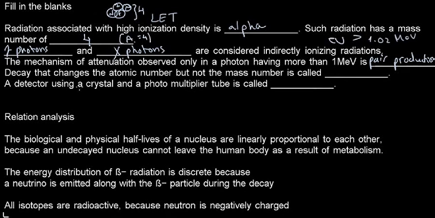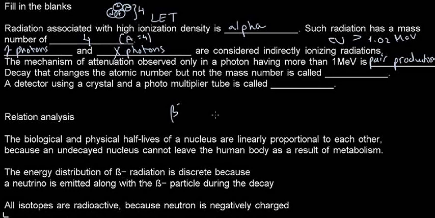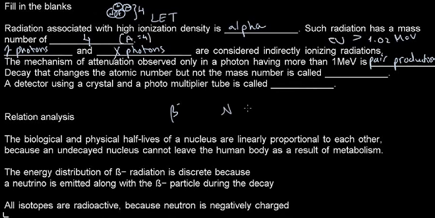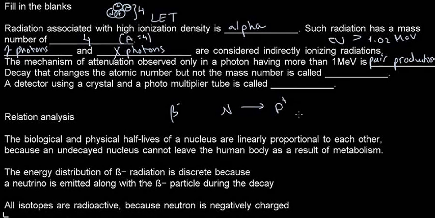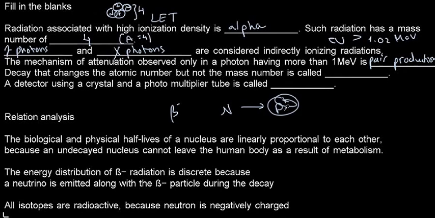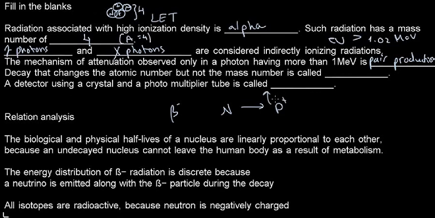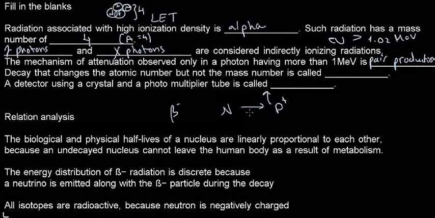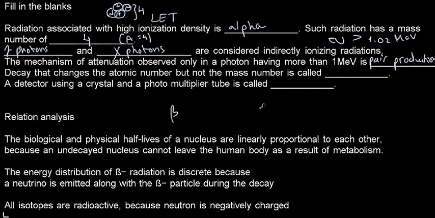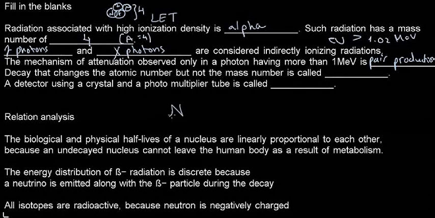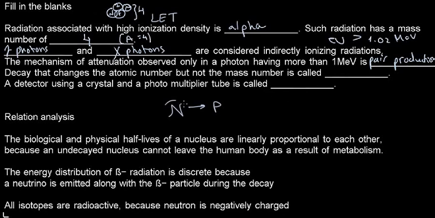Very good. Decay that changes the atomic number, but not the mass number is called, and we should know that. And with decay, a lot of people often get confused. And consider some sort of beta decay, maybe a beta negative decay, where a neutron spontaneously decays into a proton. And in order to maintain the charge and the energy, it needs to emit a negative charge to maintain neutrality. So really, what we're doing here is we're emitting an electron, and a neutron turns into a proton. So we're not really losing neutrons and protons as a whole.